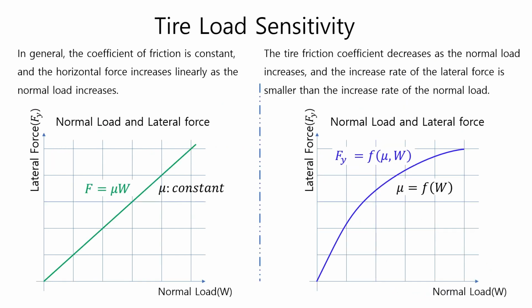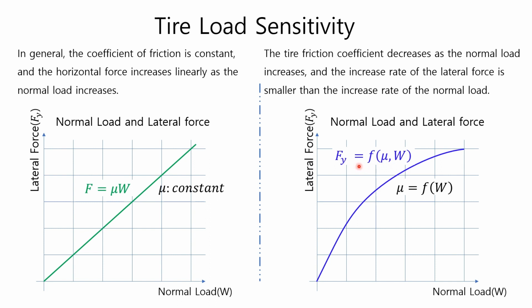Let's learn about tire load sensitivity. According to the classical friction theory, the coefficient of friction between two objects is constant, and as the normal load increases, the horizontal load increases linearly, as shown in the figure on the left. However, tires do not follow this same theory. The tire friction coefficient mu is a function of the normal load W, and the lateral force Fy is a function of the friction coefficient mu and the normal load W.